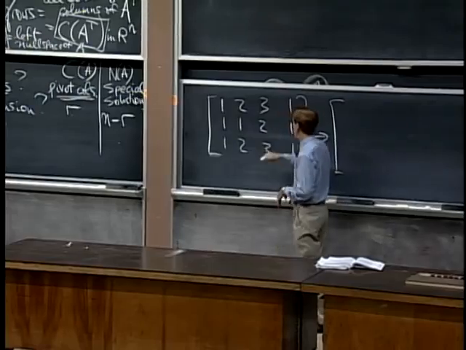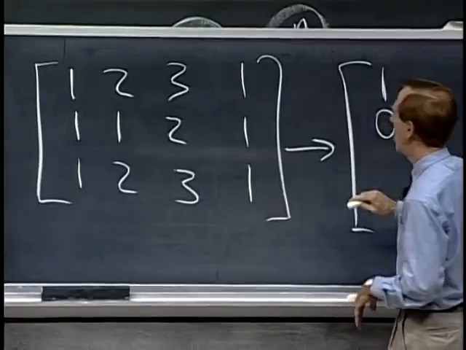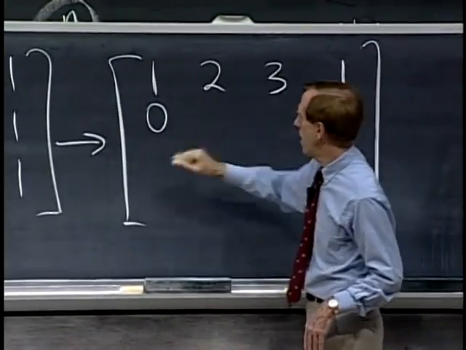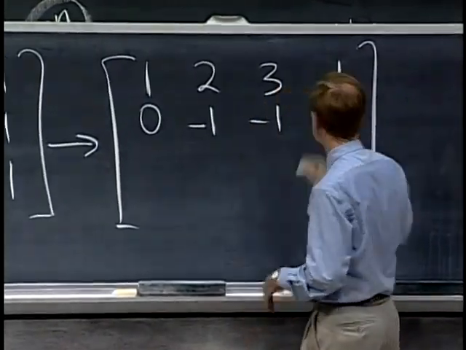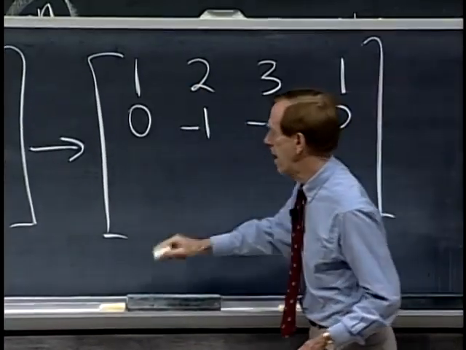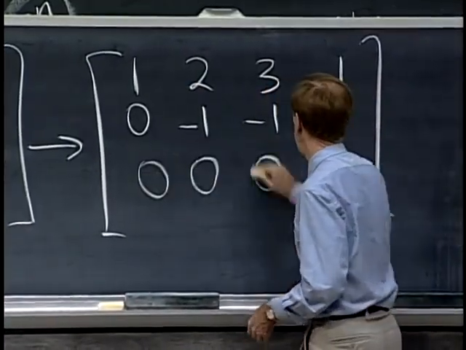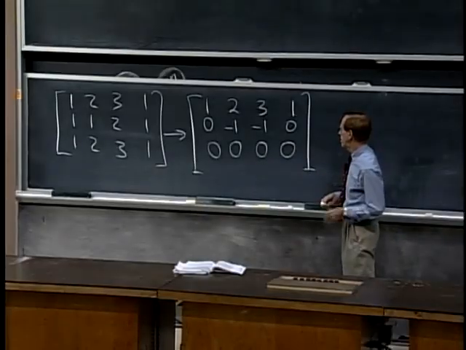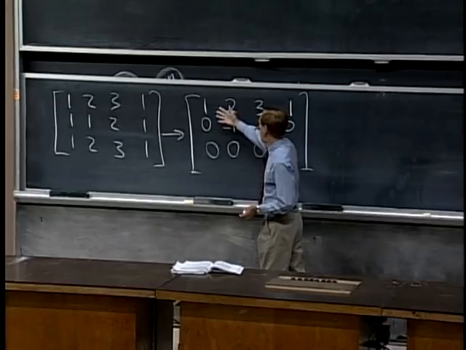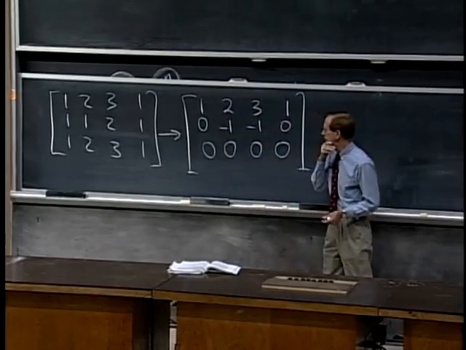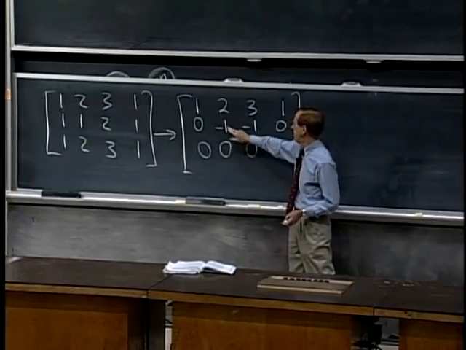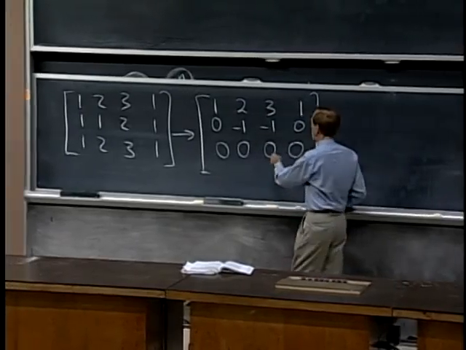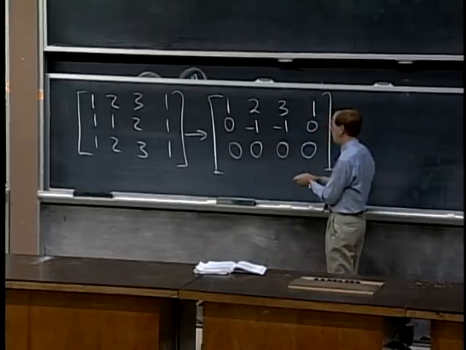So I subtract this away from this to produce a 0. So 1, 2, 3, 1 is fine. Subtracting that away leaves me minus 1, minus 1, 0, right? And subtracting that from the last row, oh, well, that's easy. Okay, I'm doing row reduction. Now the first column is all set. The second column, I now see the pivot. And I can clean up if I actually, okay.